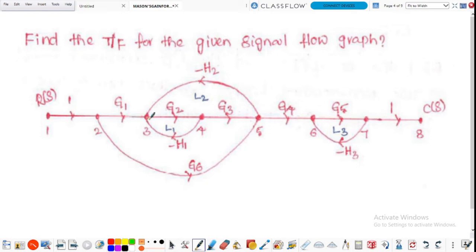So that is the one individual loop, and the second individual loop is 3 to 4, 4 to 5, 5 to 3, and this is the second individual loop. The next individual loop is 6 to 7, 7 to 6. So from the given signal flow graph, there are three individual loops. Let the individual loop gains be considered as P11, P21, P31.